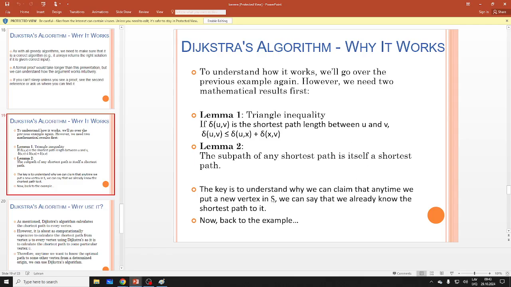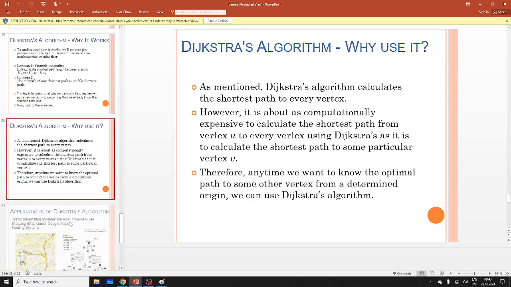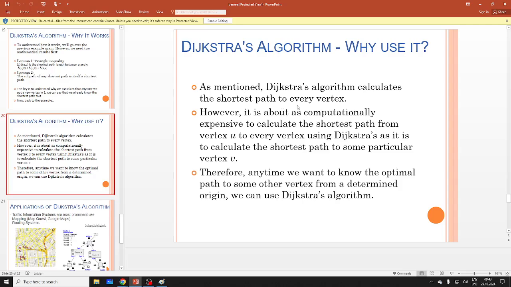That's the whole trick. Each time you put a new vertex in S, the set of visited vertices, we know the shortest path to it. So it calculates the shortest path to every vertex, so we could actually use it for every vertex. Basically, use it from a specific source to many destinations.